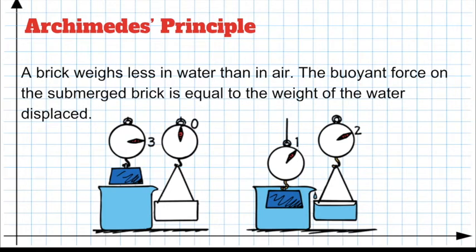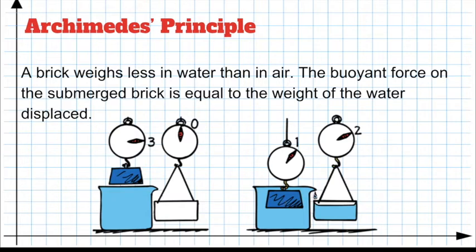Okay, so here's a little thought experiment. If you had a brick and it weighed 3 newtons, so its weight in air is 3 newtons, there is 0 newtons in this pan right here. There's no water. You lower the brick into the water, and now the scale reads 1 newton. So it went from reading 3 newtons to 1 newton, which means there must be an extra 2 newtons of force upwards on this brick due to the water, because the total weight is 3 newtons.